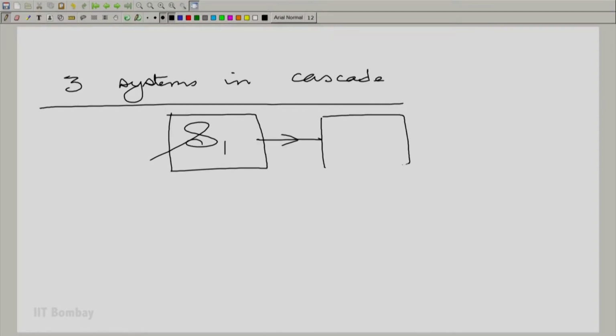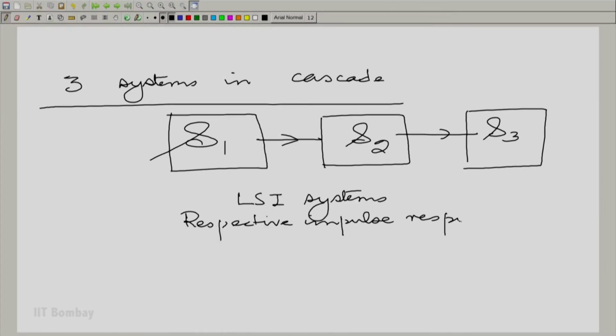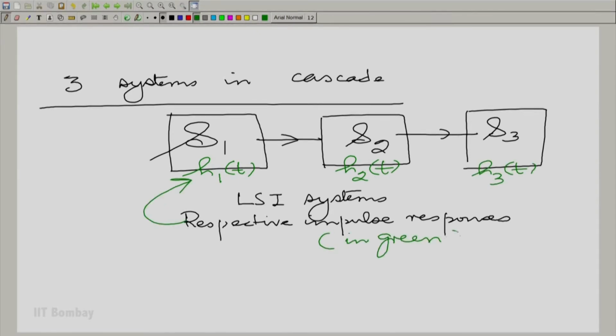Let us call them S1, S2 and S3, and all of these are linear shift invariant. The respective impulse responses are H1, H2 and H3. I am going to write them in green here. I am first considering continuous time, but the same arguments will go for discrete.